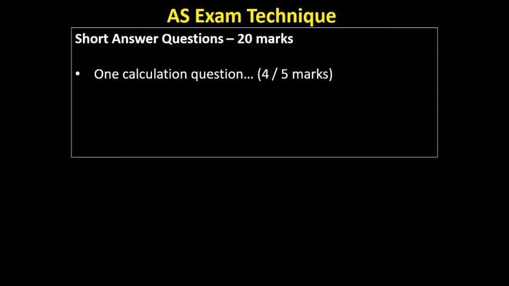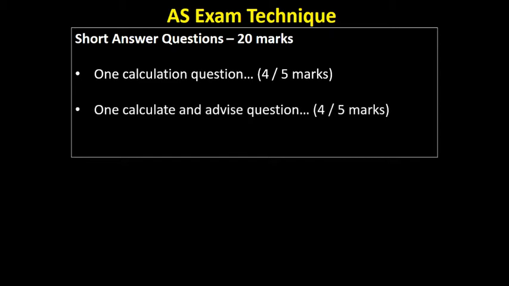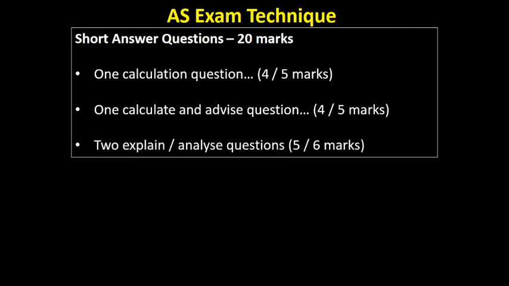The information that we've got is that there's going to be at least one calculation question, 4 to 5 marks, and one calculate and advise question, or something along those lines, calculate and interpret. You calculate a figure and explain what it means for the business, or you make some advice based on the figures that you calculate. And then there are explain and analyse questions, and I'll have a look at each of those in this video.